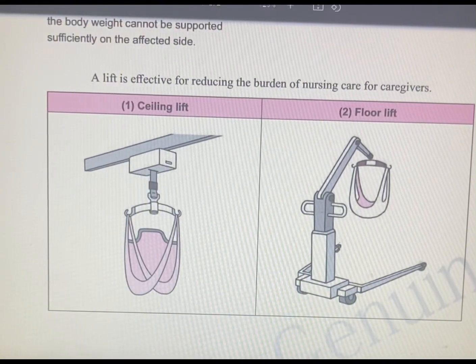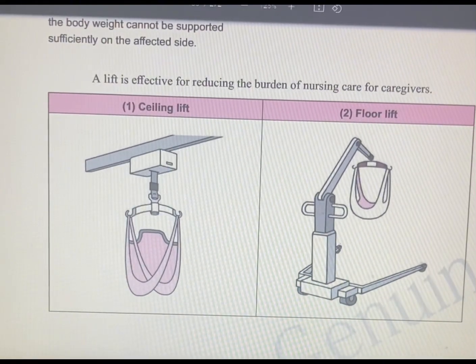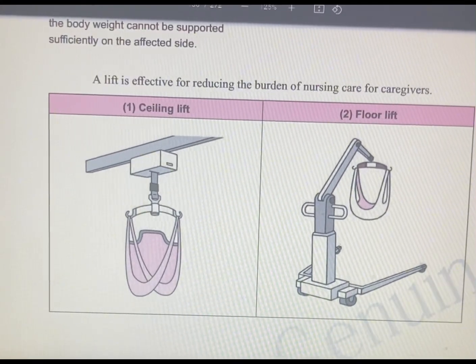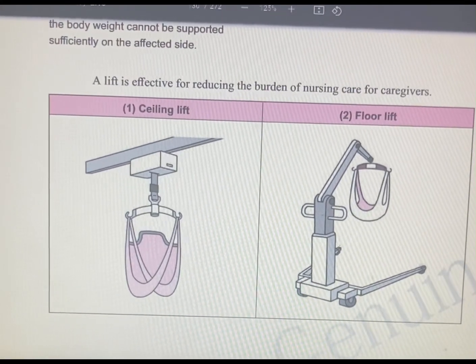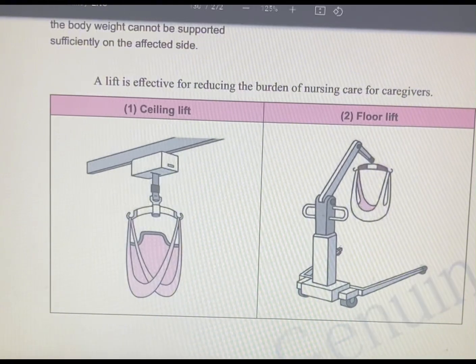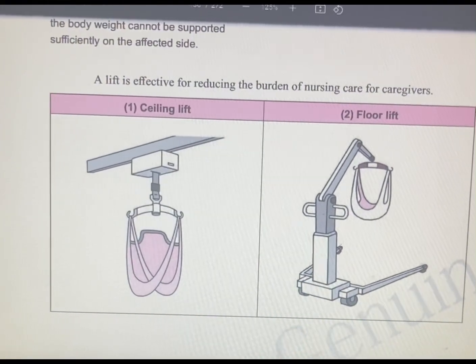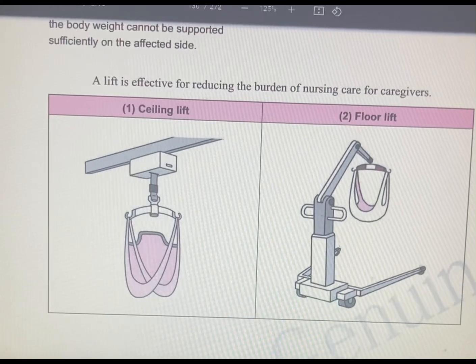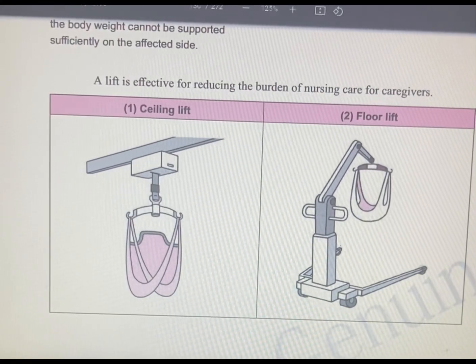So, another one is lift. It is effective for reducing the burden of nursing care for caregivers. Especially, this is used especially for users na heavy weight. Mga mabibigat talaga at hindi na kayang i-lift ng manual. So, ito gagamit na po tayo ng lift. Ceiling lift and floor lift.